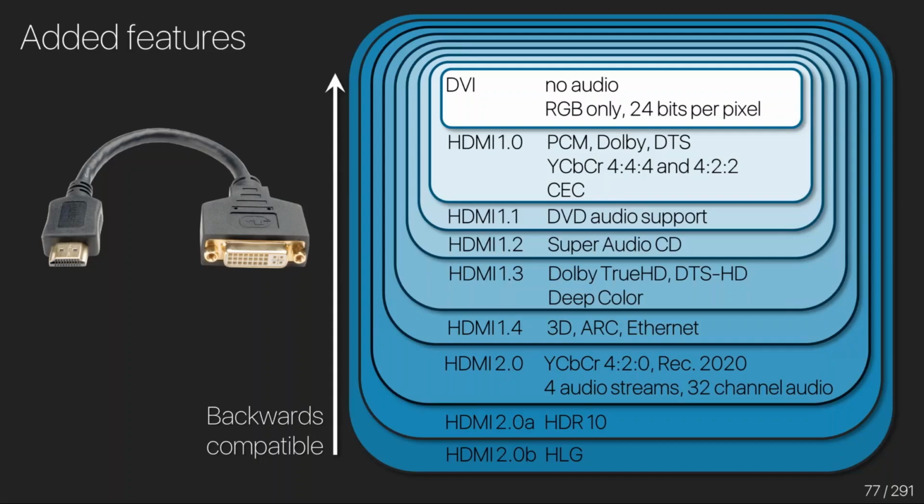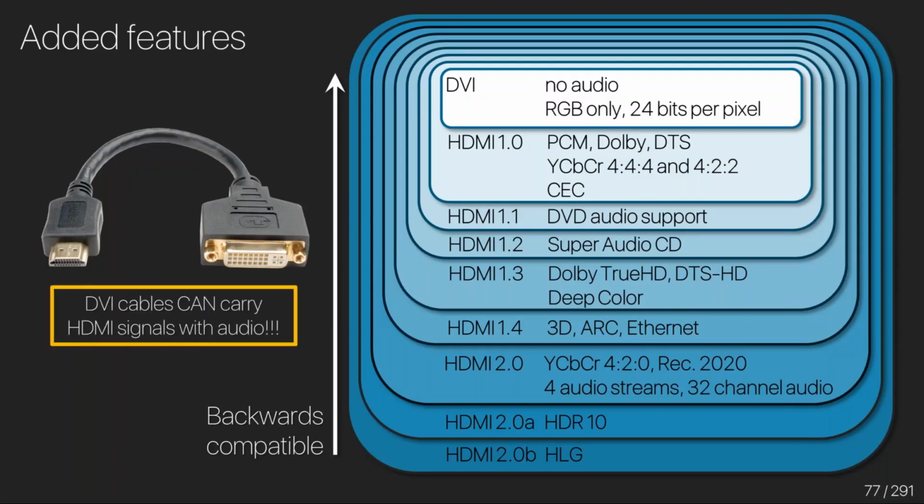So if you had an old DVI computer from the 90s and you plugged it into your new HDMI 2.0 display, you'd be able to get a picture. Likewise, if you had a new HDMI 2.0 sort of graphics card and you plugged it into an old DVI CRT monitor, you'd be able to get a picture. It's important to say that DVI cables can carry HDMI signals with audio.